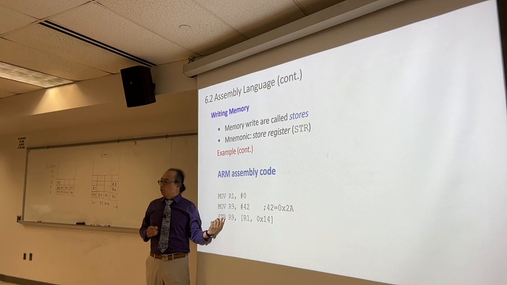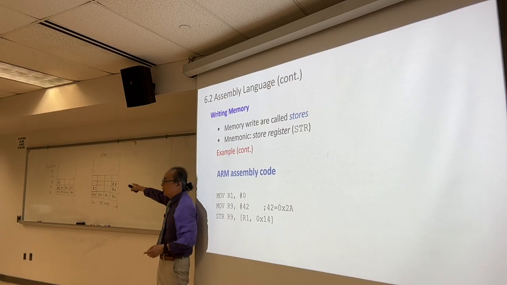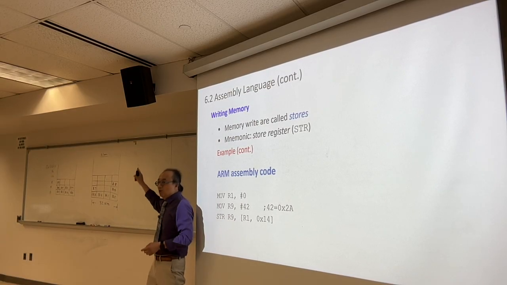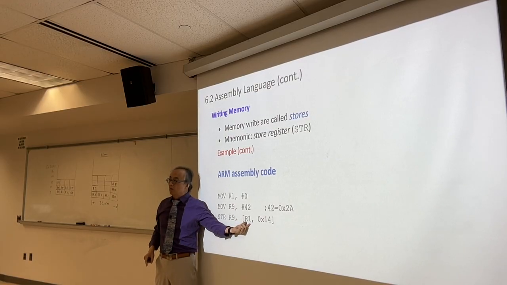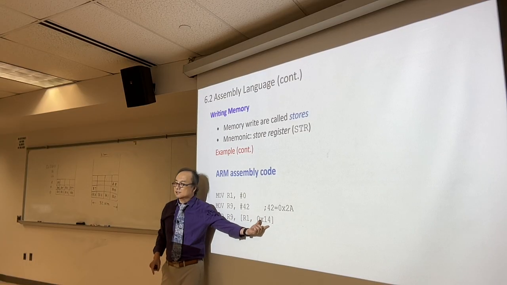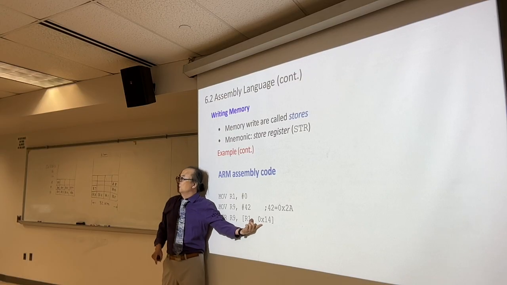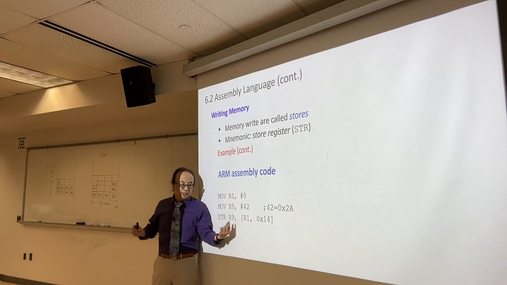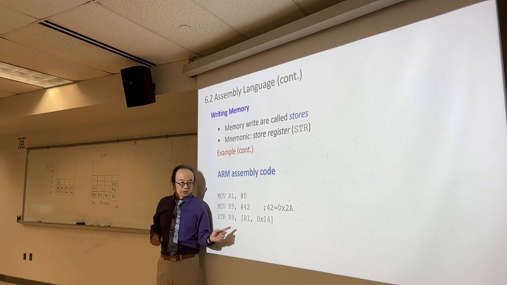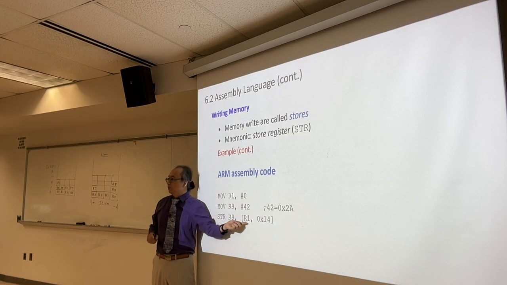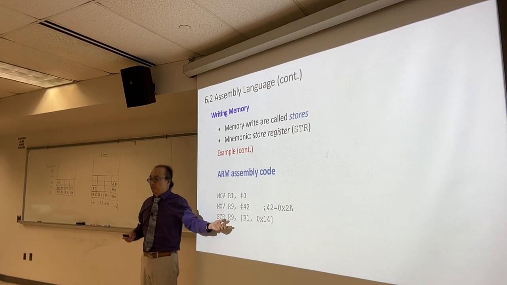STR, store. What do you want to store? The content of register R9. Again, we need to calculate the exact location of the memory, right? So the content of R1 plus hexadecimal number 14, add those two, and that gives us the exact location of memory. So put this into that location. After we execute this instruction, we change the content of main memory, right? Okay, so we'll come back to that.